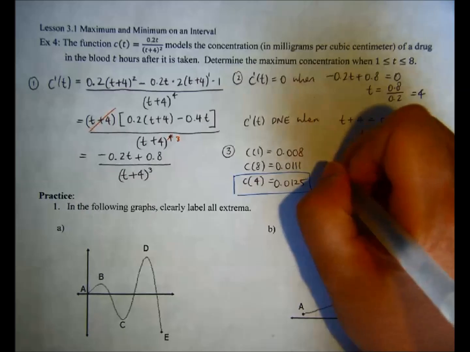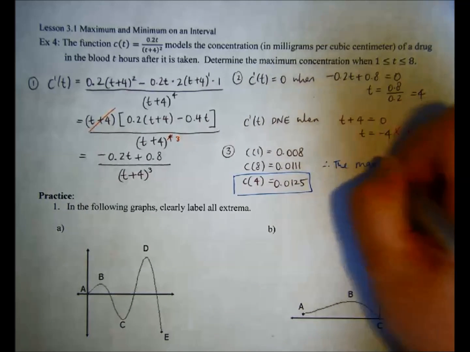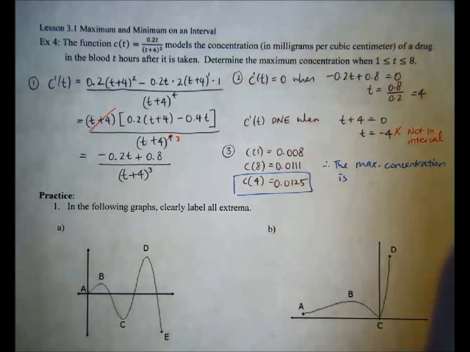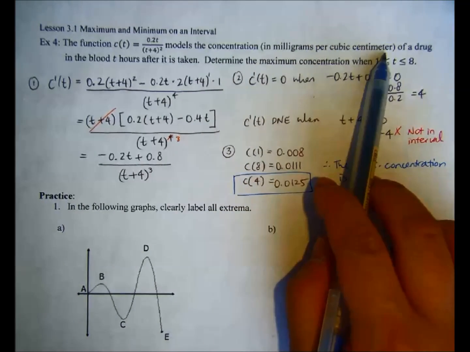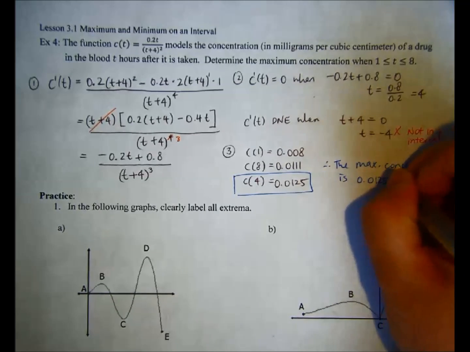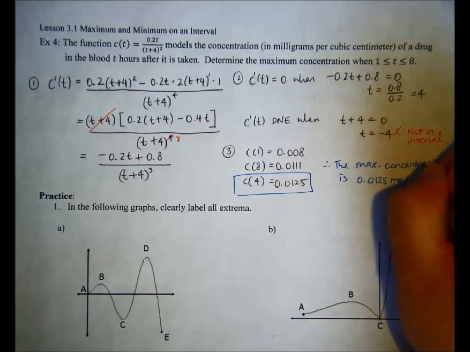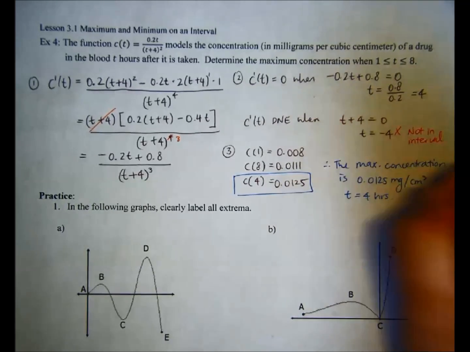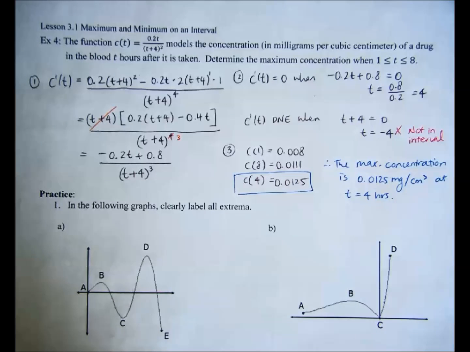So we can say, therefore, the maximum concentration is, since it says milligrams per cubic centimeter, so those are my units, 0.0125 milligrams per cubic centimeter at t equals 4 hours after the drug is taken.